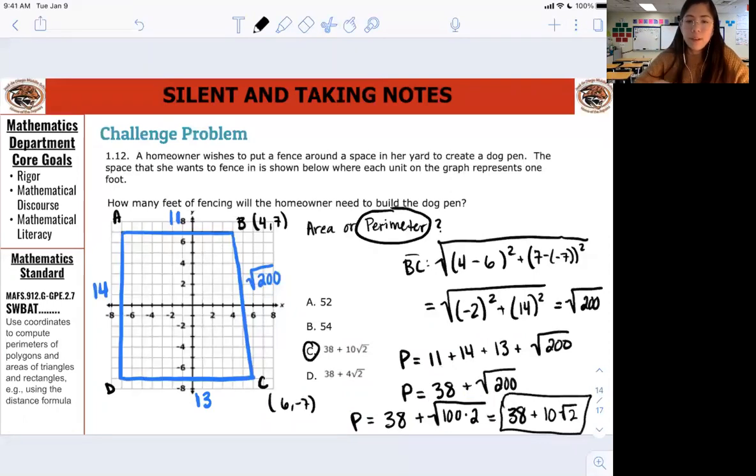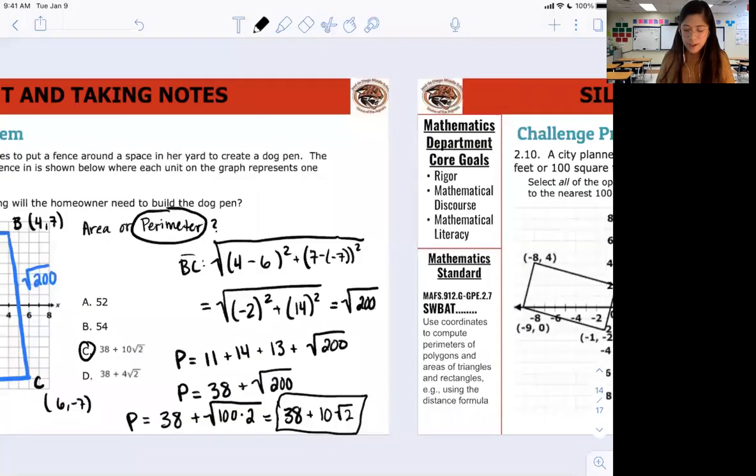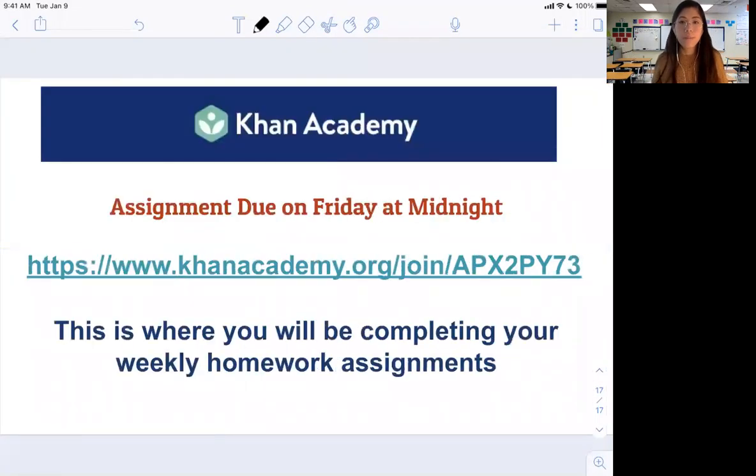No? Okay. All right. So that is all for today. However, there is homework. I put it up already. It is due on Friday. So you have 4 days to complete it. It is on area and perimeter of triangles and rectangles and squares, quadrilaterals. On Khan Academy, make sure you get that done by Friday at midnight. Any questions before I let you guys go? All right.